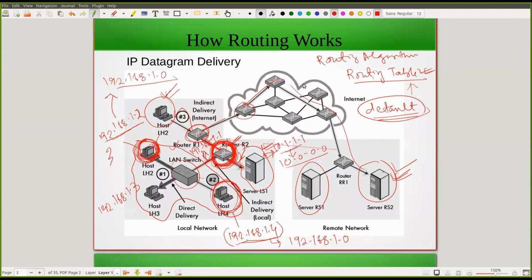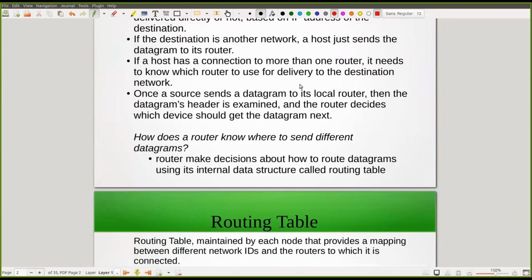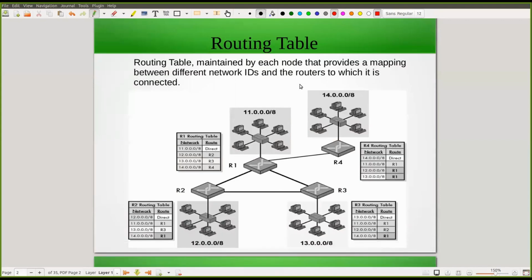Now, once we understood this, which is what I have already told, this is written here. With the help of the routing table, let's get a glimpse of how it decides. Every router maintains one routing table. This router is maintaining a routing table like this, this router a routing table like this, and this router a routing table like this.